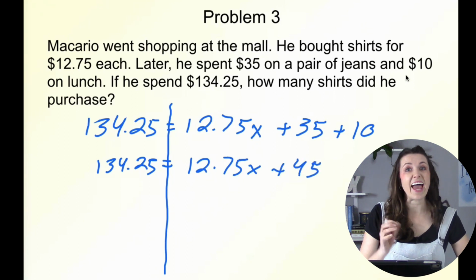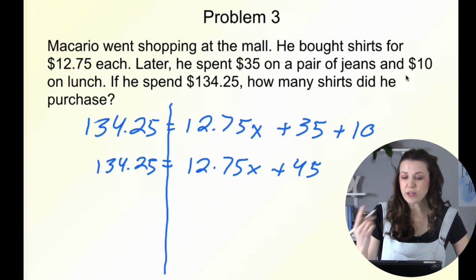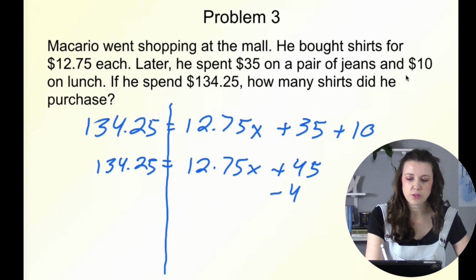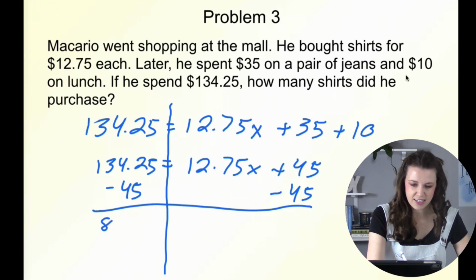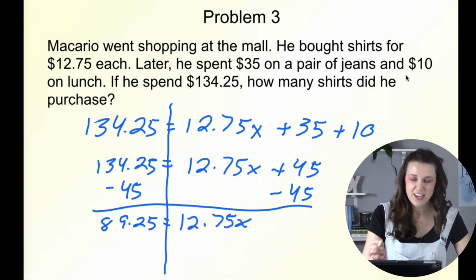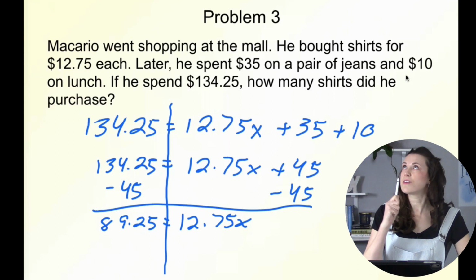Now I want to get the x all alone. So I'm going to actually subtract the $45 from each side. So subtract 45. Again, what I do on one side, I have to do to the other. And I get here 89.25 equals 12.75x.